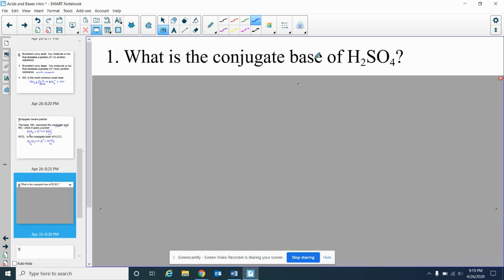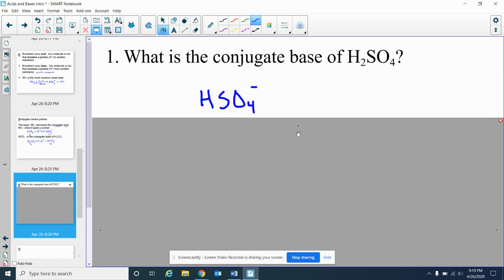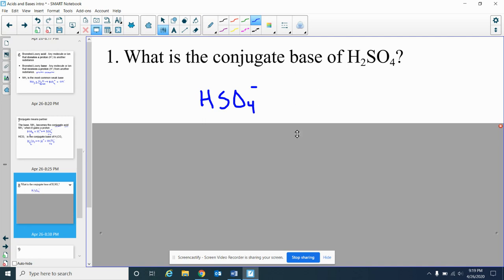So what would be the conjugate base of H2SO4? Well, if it's an acid, to become a base, it has to give up an H plus. So what's the conjugate base of H2SO4? HSO4 minus. So this is losing an H plus.